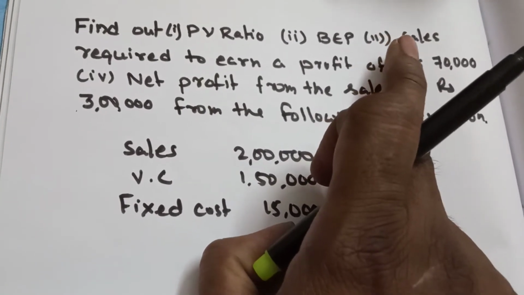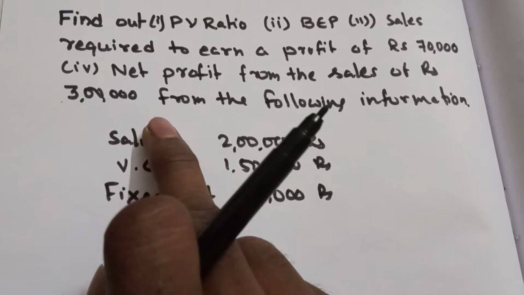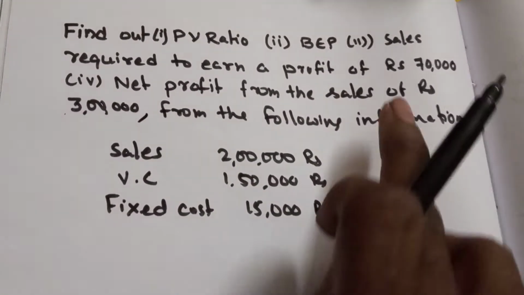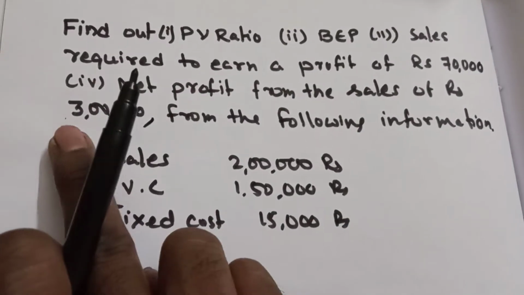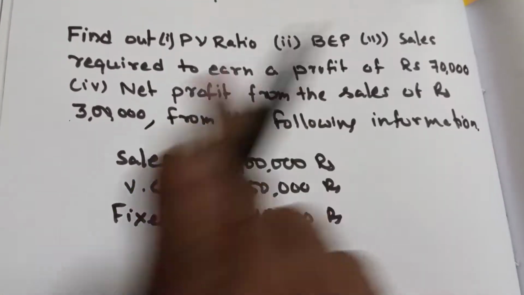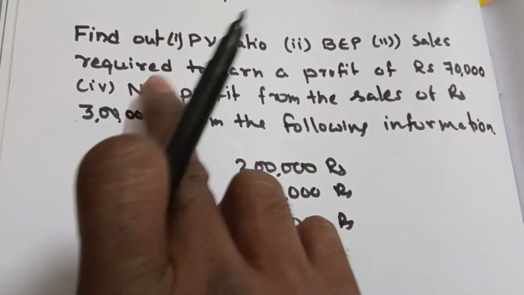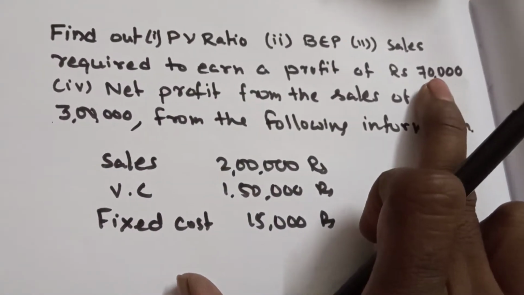This is the question. Net profit from the sales of rupees 3 lakhs. How much net profit will we get if the sales is rupees 3 lakhs? These two questions are different. The first question is asking sales required. We need to find out the sales to get the profit of rupees 70,000.